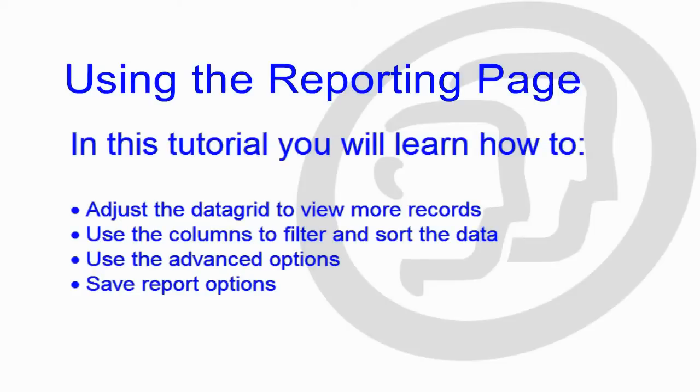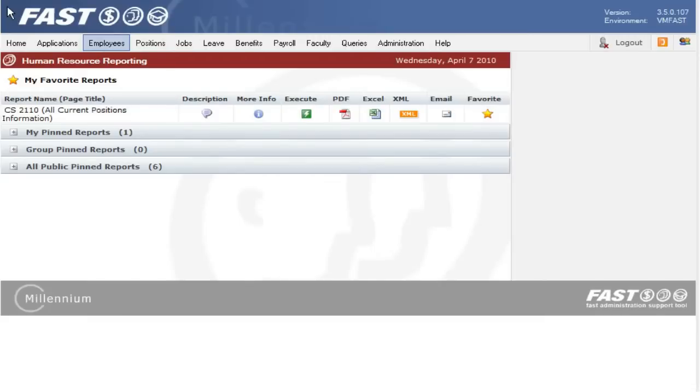In this tutorial, you will learn how to use the features on the reporting page, including changing the grid height to view more records, using custom column options, advanced options, and also how to save your report options as a pinned report. And I am going to use the Employee Summary reporting page to demonstrate all these options.